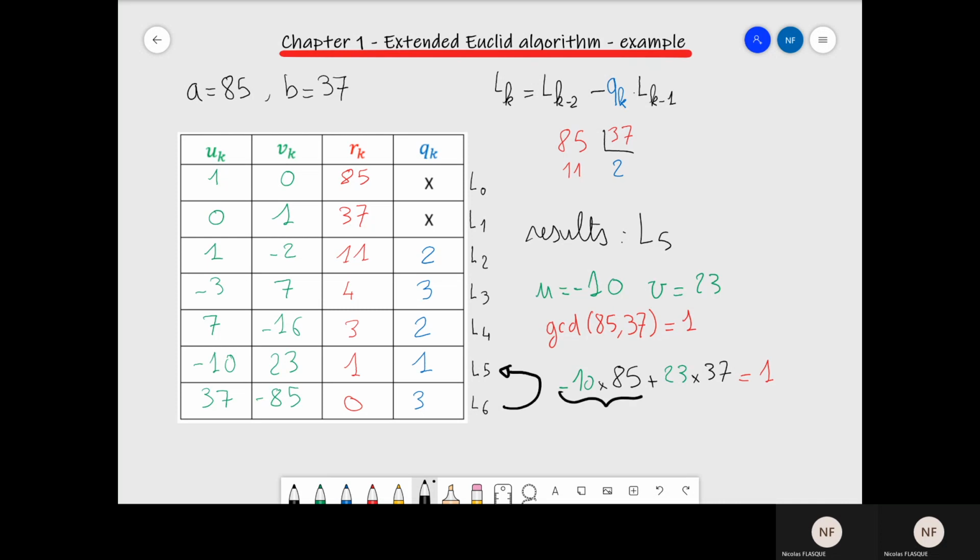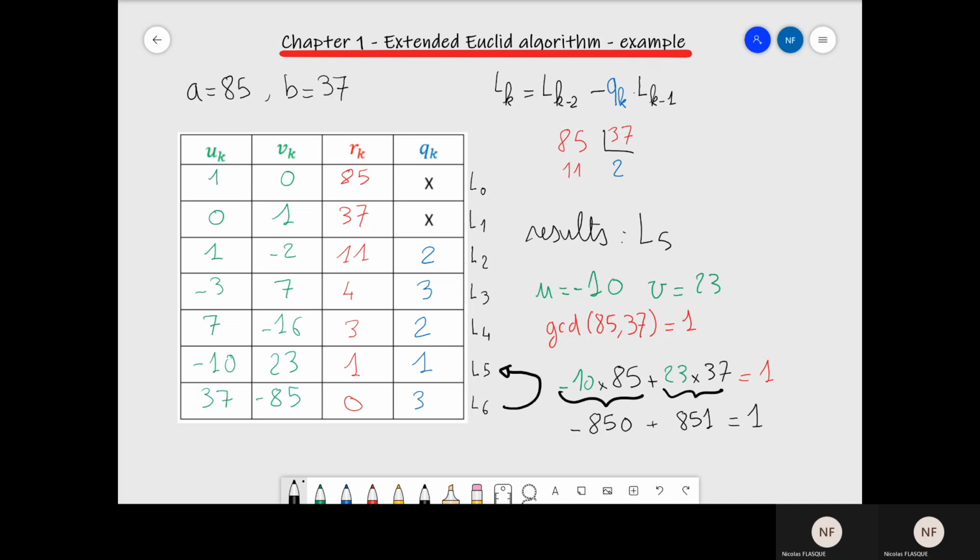So here it's minus 850. Here 23 times 37, actually you can do the calculation by yourself, but the result is 851. So this one you can check is actually equal to 1. So that's how we can check that the calculation is okay.